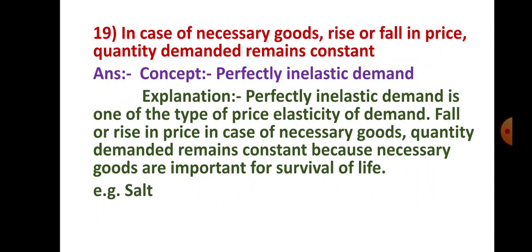In case of necessary goods rise or fall in price, quantity demanded remains constant. So what is the concept here? Here concept is perfectly inelastic demand. Perfectly inelastic demand is one of the type of price elasticity of demand. Now let us see the explanation. Fall or rise in price in case of necessary goods, quantity demanded remains constant because necessary goods are important for survival of life. For example, salt. So salt is the best example of necessary goods.